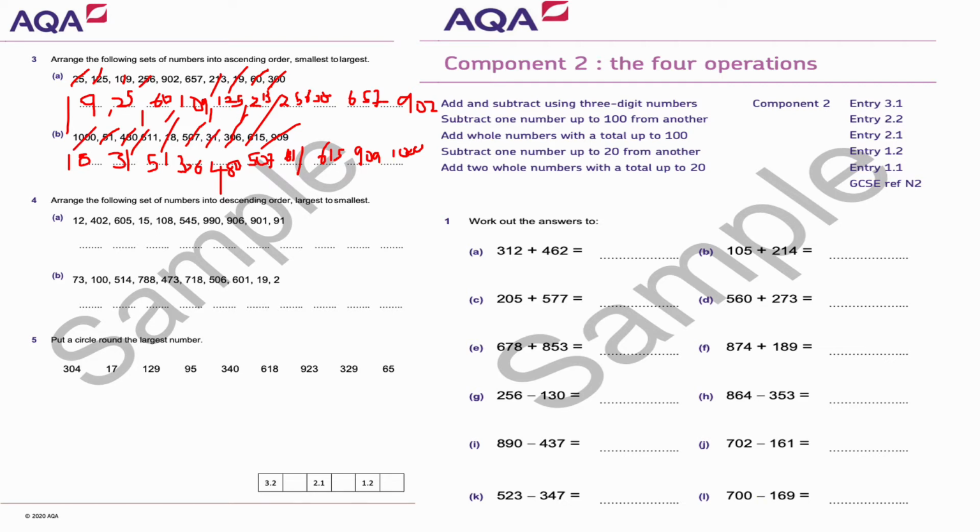Right. Question number 4. Arrange the following sets of numbers in descending order. So it's going from largest to smallest. The biggest number that I can see is 990. This is looking at your place values, guys. Then it's 906. Then it's 901. Then it's going to be 605, if I'm not mistaken. Then it's going to be 545.